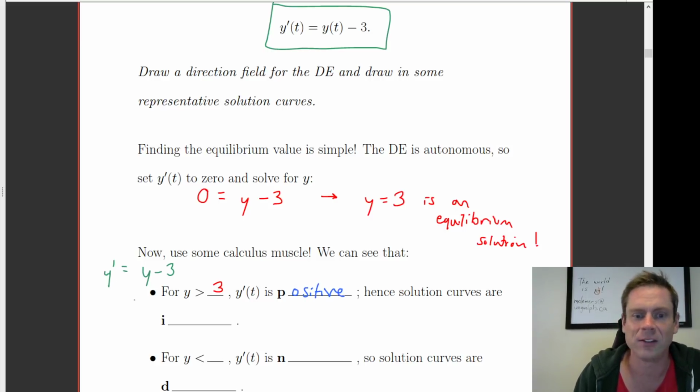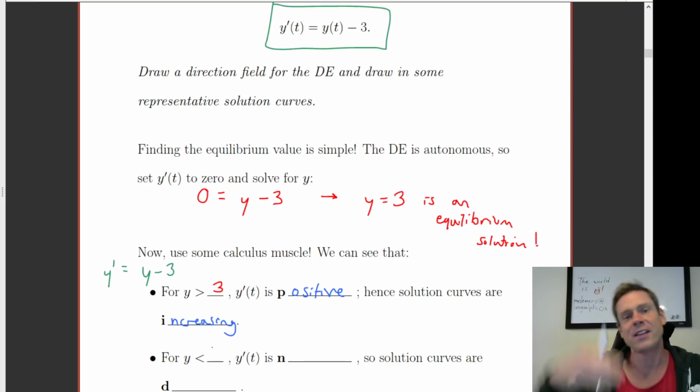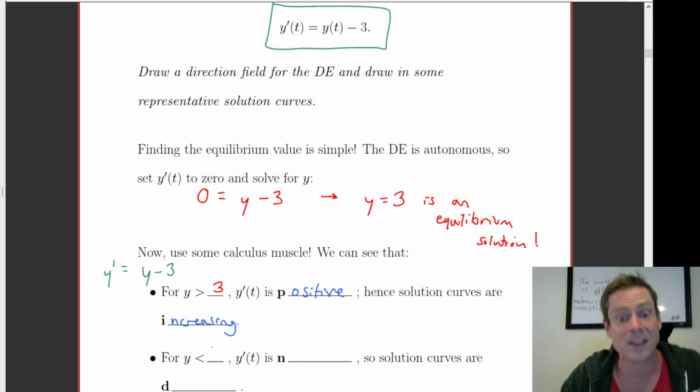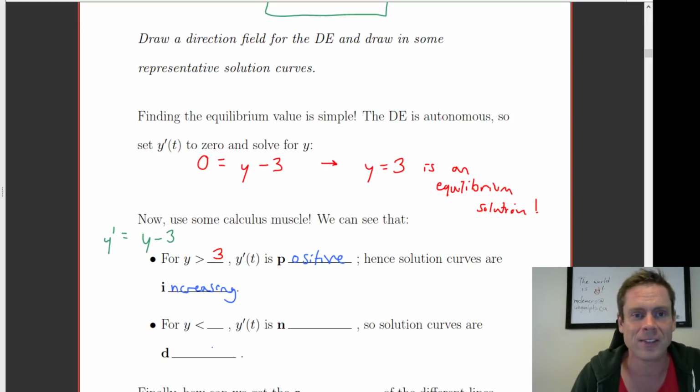Okay? And hence, solution curves are increasing. So wherever the height of solutions is above 3, I'm going to have that the height is increasing. And for y less than 3, just go back to the equation. Imagine plugging in 2. Imagine plugging in 1. Imagine plugging in 0. Imagine plugging in minus 500. If I have y prime equals 2 minus 3, 1 minus 3, 0 minus 3, minus 500 minus 3, I always get a negative number here.